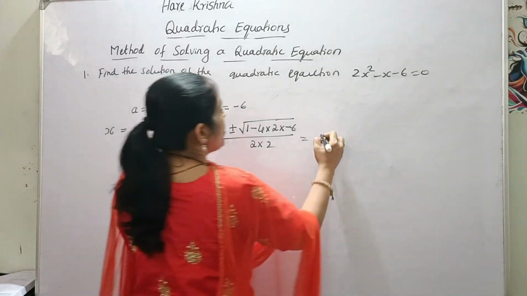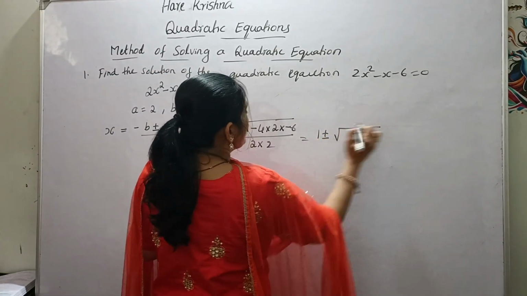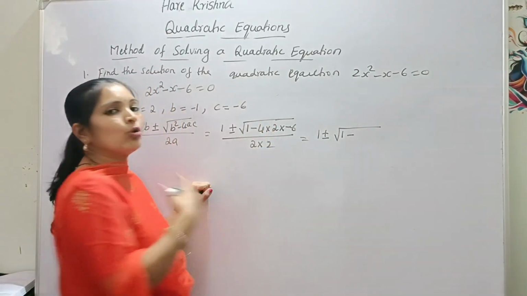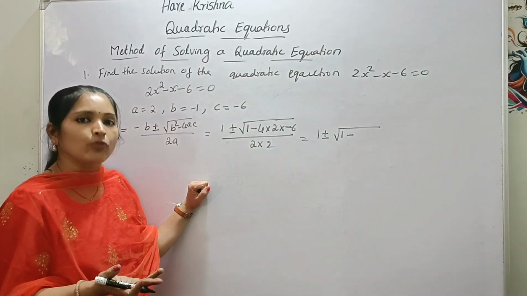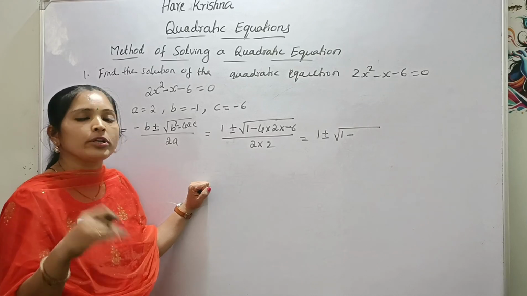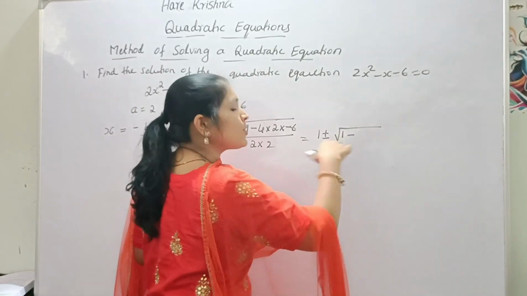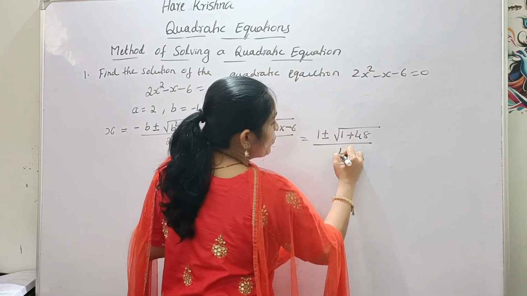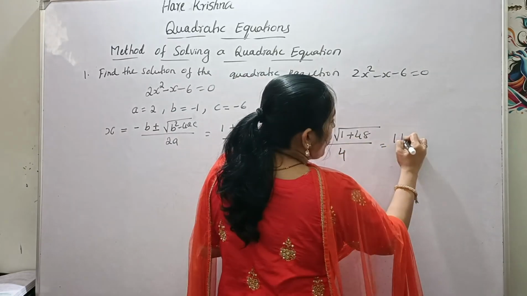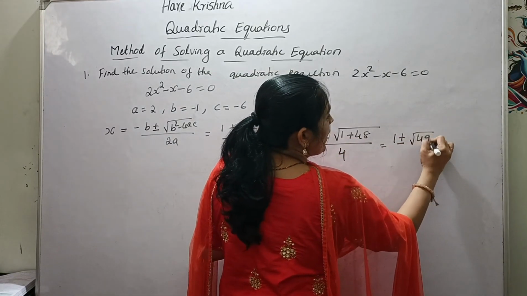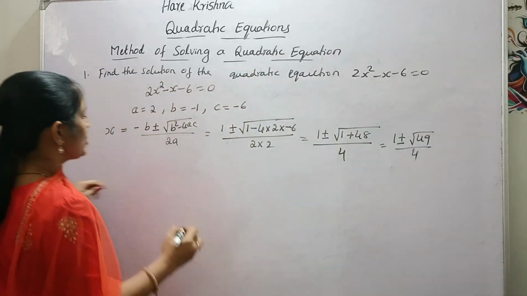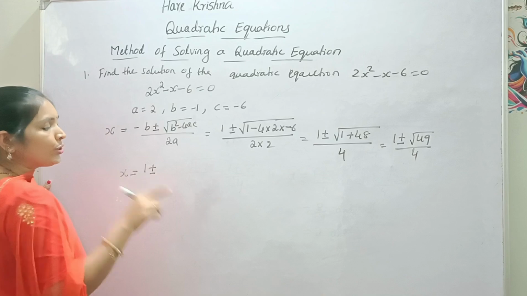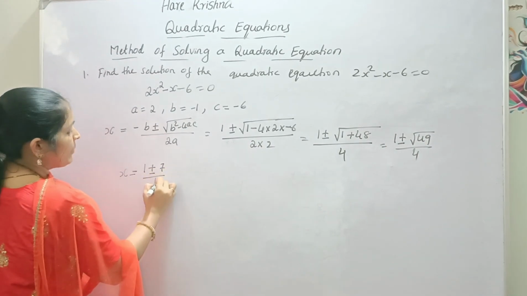That is equal to 1 plus or minus root of 1 minus 4 into 2, 8, 8 into −6. 8 sixes are 48, so that is −48. So minus of −48 is plus 48, divided by 2 into 2, 4. That is equal to 1 plus or minus root 49 divided by 4. So here x is equal to 1 plus or minus root 49, which is 7, divided by 4.